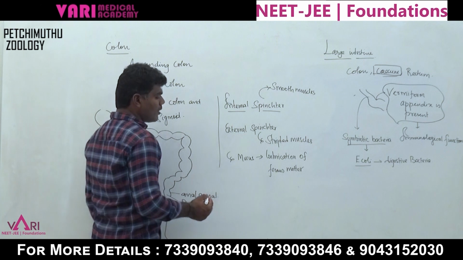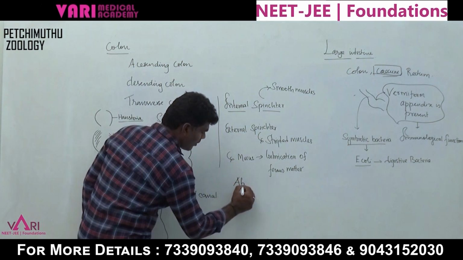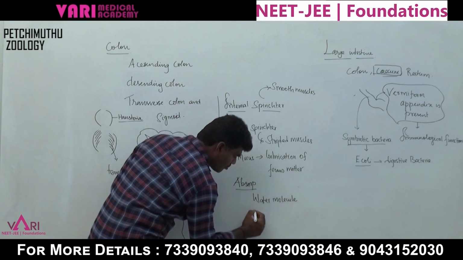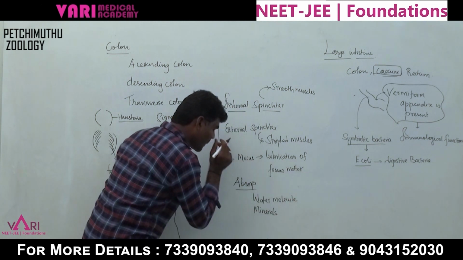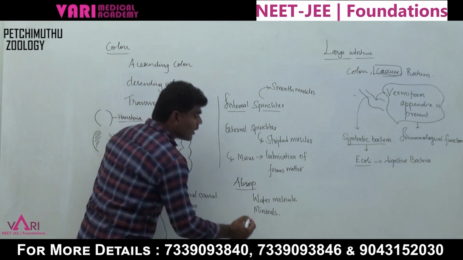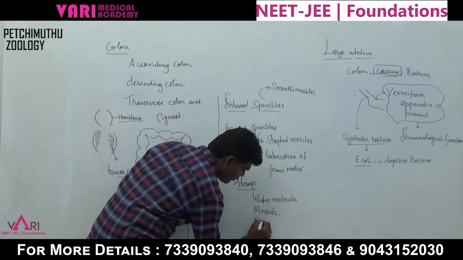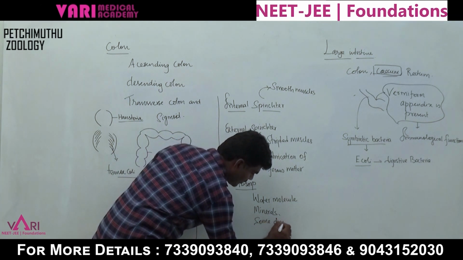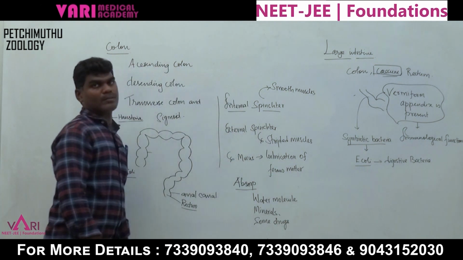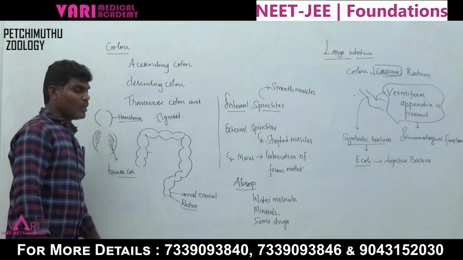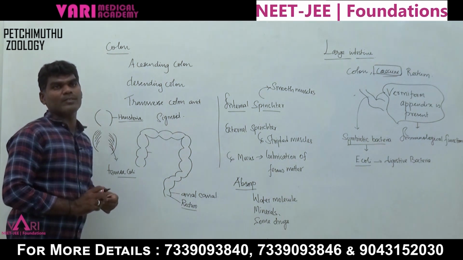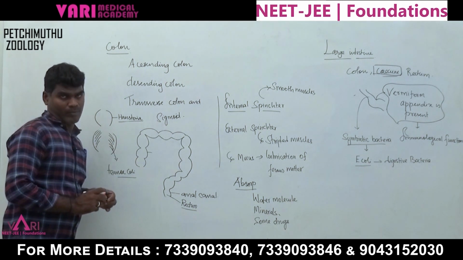It can absorb water molecules, some minerals, and some kinds of drugs are also absorbed in the large intestine. So these are the anatomical structures of the small intestine and large intestine.